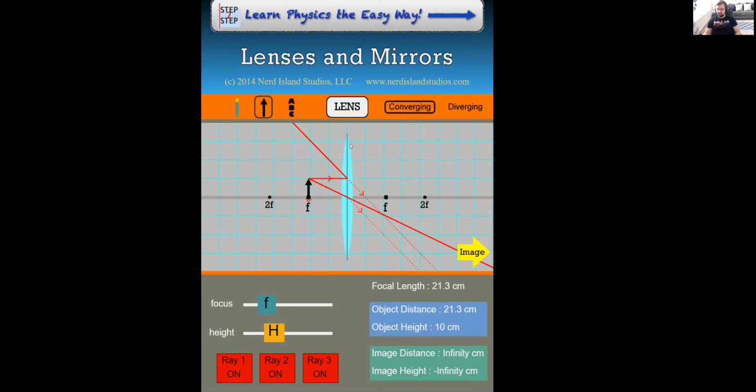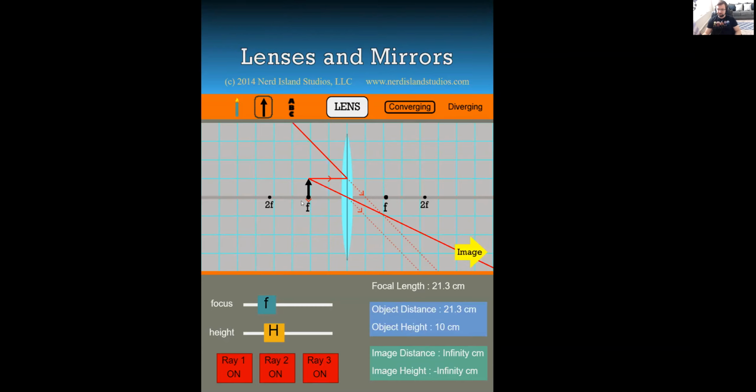So here I am at a lens. This is a convex lens. If you notice, the object is still at the focal point. Look at the image distance and image height. It's still infinity. So lens or mirror, if an object is at the focal point, you can't make an image. And then we move it around and ta-da, now I have an image again.